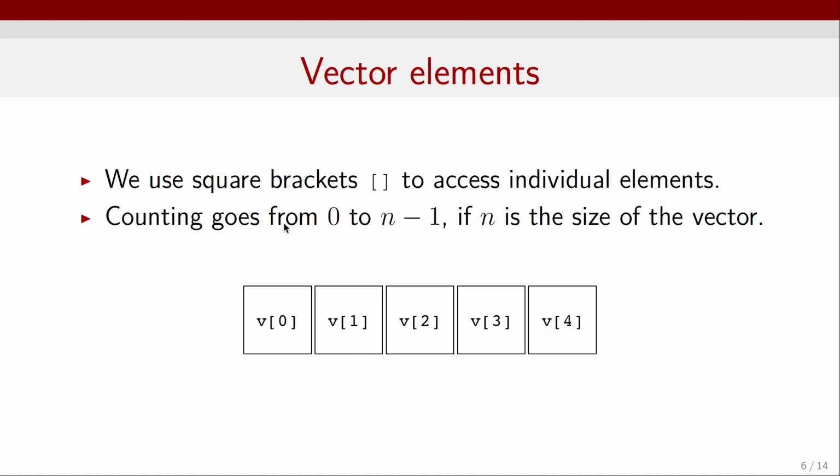In general, the counting goes from 0 to n-1, where n is the size of the vector. So this is the case in C++. The counting of vectors goes from 0 up to n-1.